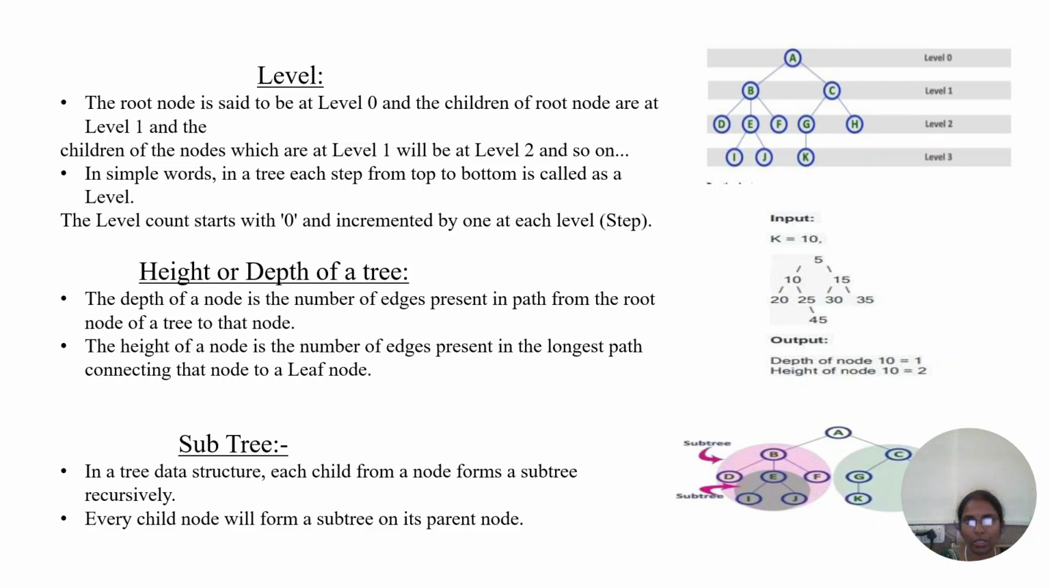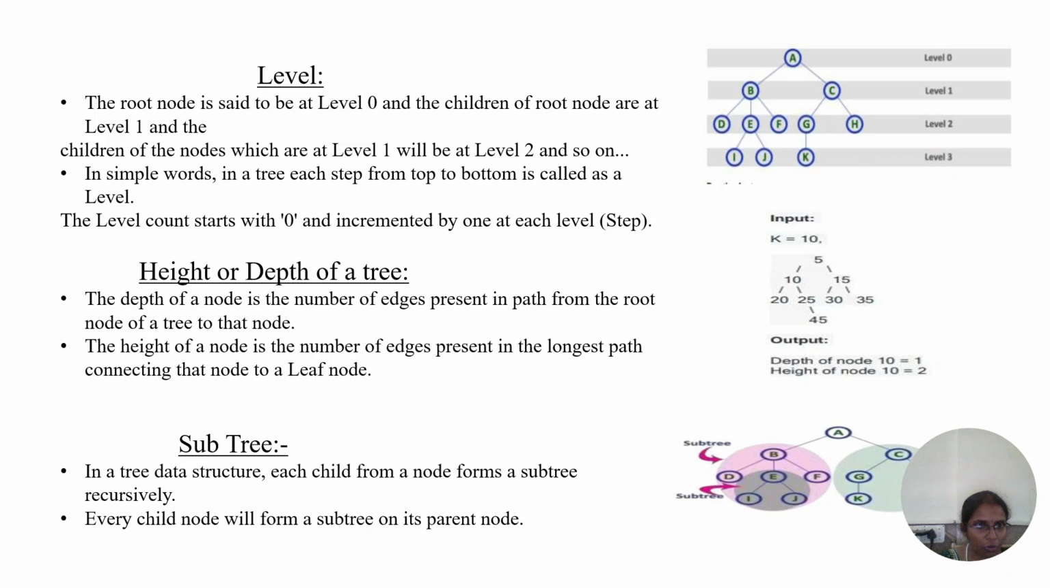In the given example, the root node A has level 0, B and C have level 1, D, E, F, G, H are at level 2, and I, J, K are at level 3. If you are asked the level of the tree, it is 3. If you are asked the level of H, the level of H is 2. Like that we have discussed levels.